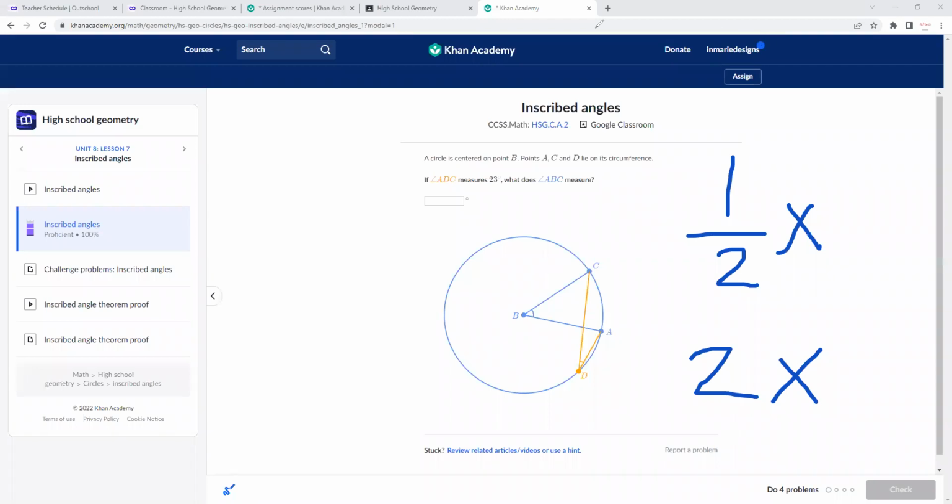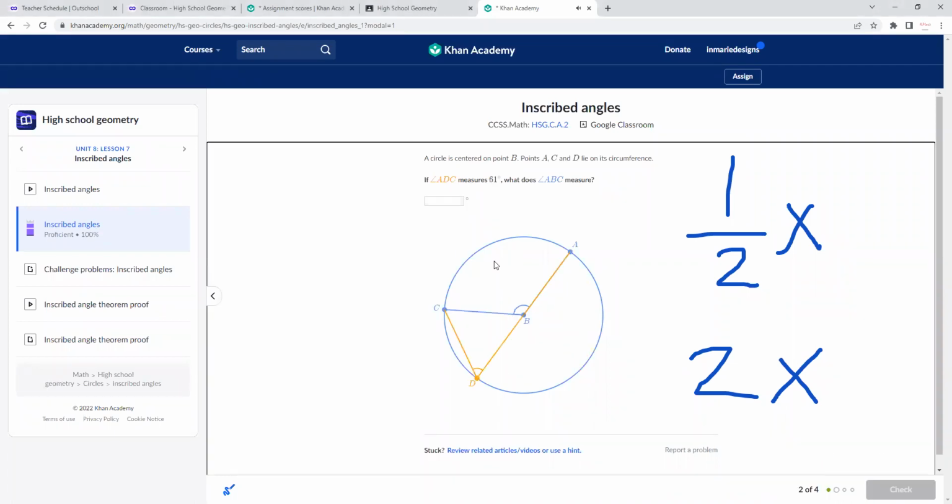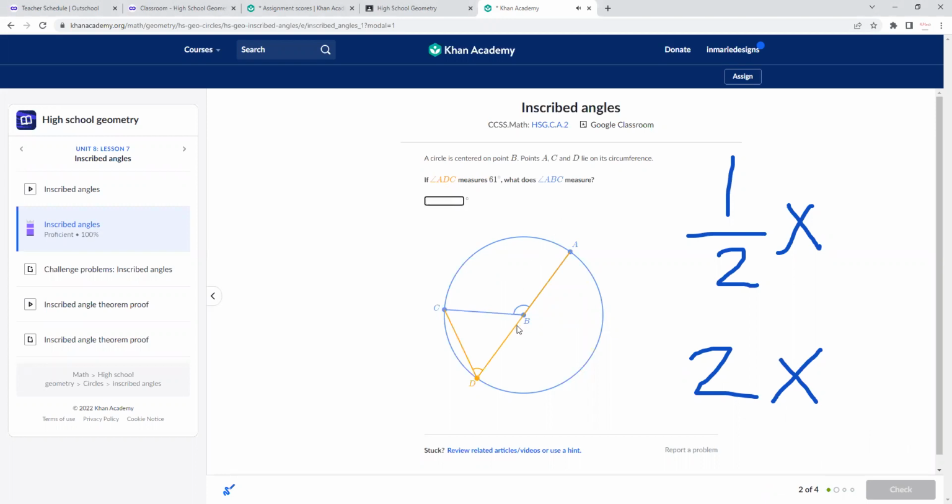Okay, so we're looking for the central angle. Well, what's the inscribed angle? 2 times 23, that gets me 46. We're looking for the inscribed angle. It's 1/2 of the central angle. The central angle is 61. No, actually, sorry, we're looking for the central angle. The central angle is 2 times the inscribed angle, which is 61, so it would be 122. The inscribed angle is half of the central angle, which is 46, so half of that is 23. And half of 122 would get you the inscribed angle, which is 61. So that's pretty easy.